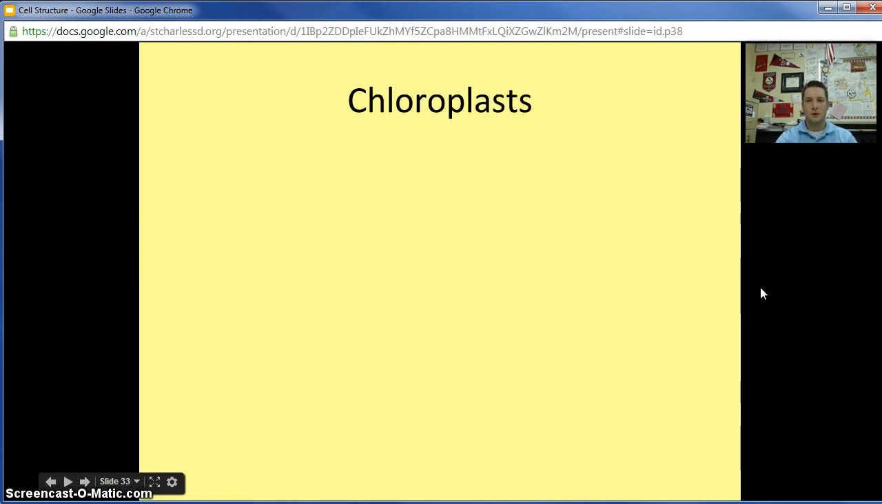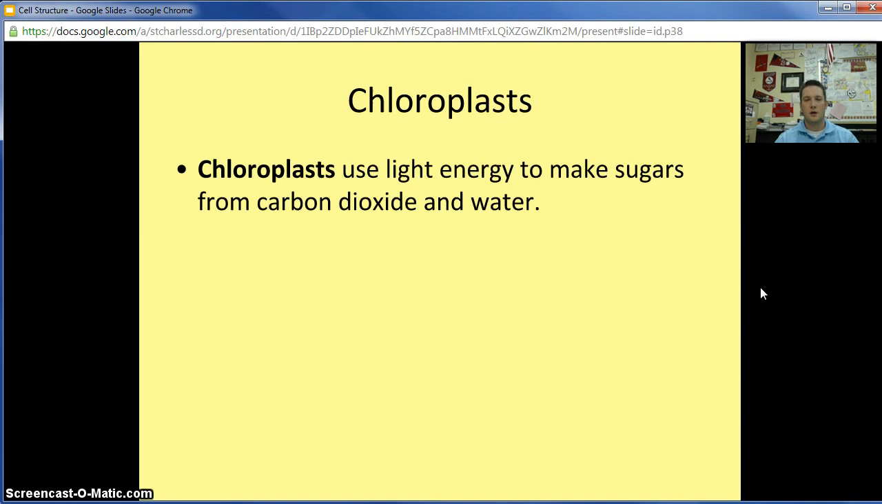Boom. All right, last one we have to talk about is chloroplasts. Okay, these are extremely important. They use light energy to make sugars or carbohydrates from carbon dioxide and water. I'm sure you already know that plants take in sunlight, and they take in carbon dioxide from the air, and they take in water, usually from the ground, and they use that for photosynthesis.